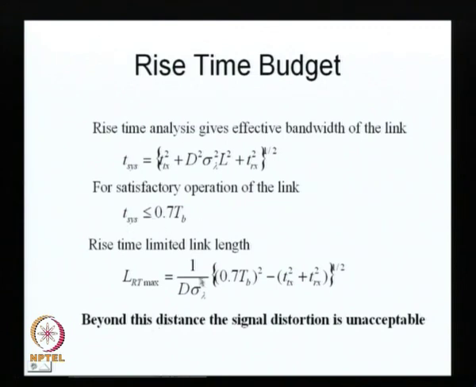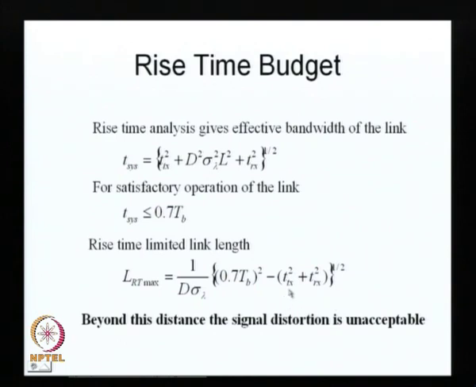Once I get that, then I can substitute for T system into this and invert this to find out what should be the maximum value of L to get that T system smaller than this quantity. So if we do that, we get L rise time, maximum length, that essentially is given by 1 upon D, the dispersion parameter, the spectral width of the source, and this quantity here.